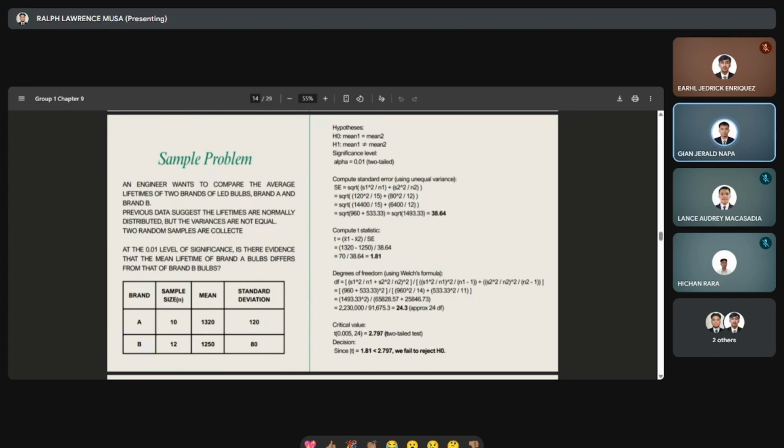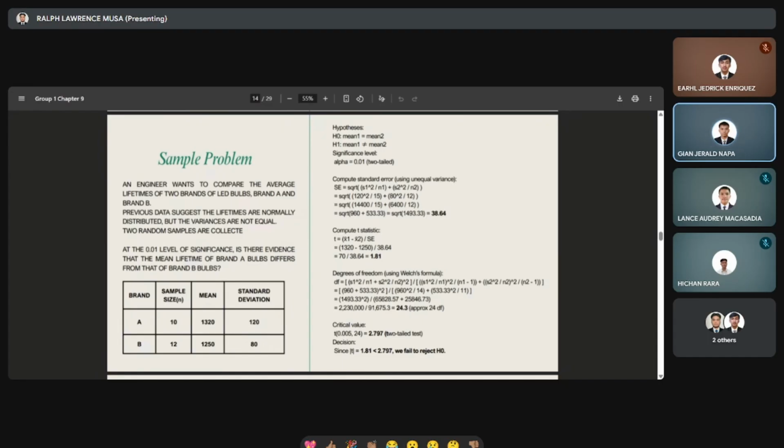So why is it two-tailed? It is two-tailed because, just like asked in the problem, is there evidence that the mean lifetime of brand A bulbs differs? So our keyword is differs. It could be greater than or less than. That's why it's two-tailed, and we use the inequality sign for the alternative hypothesis.